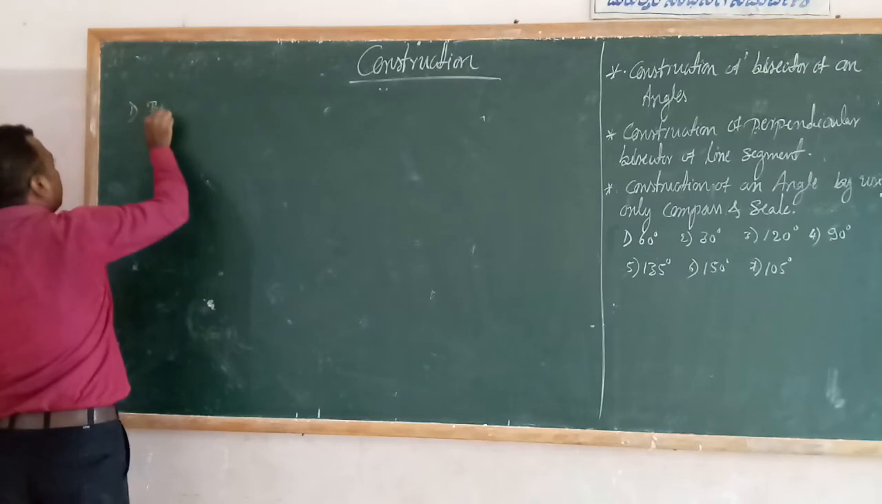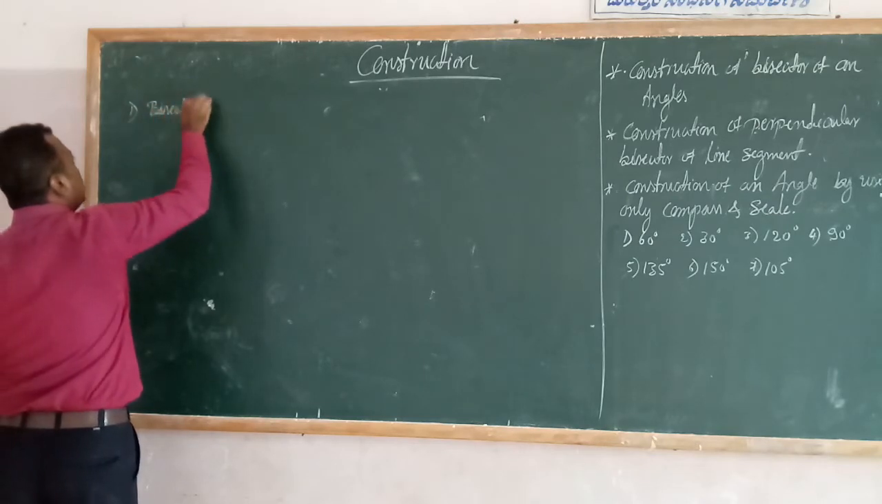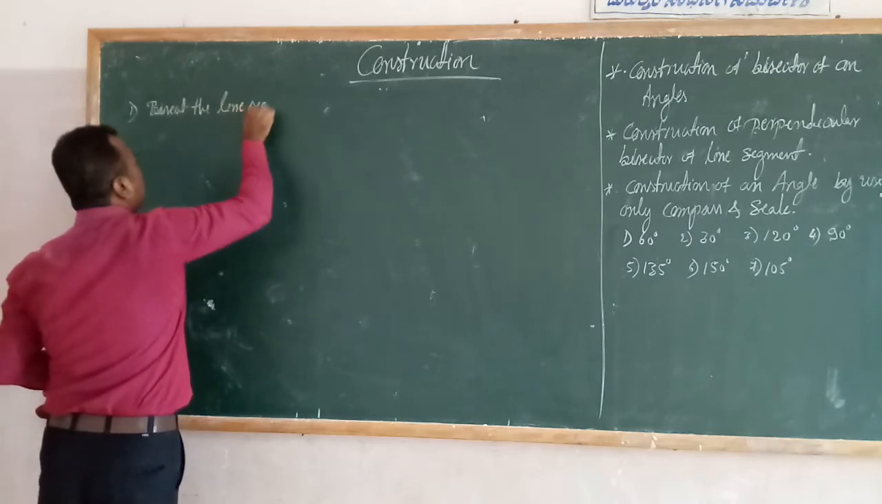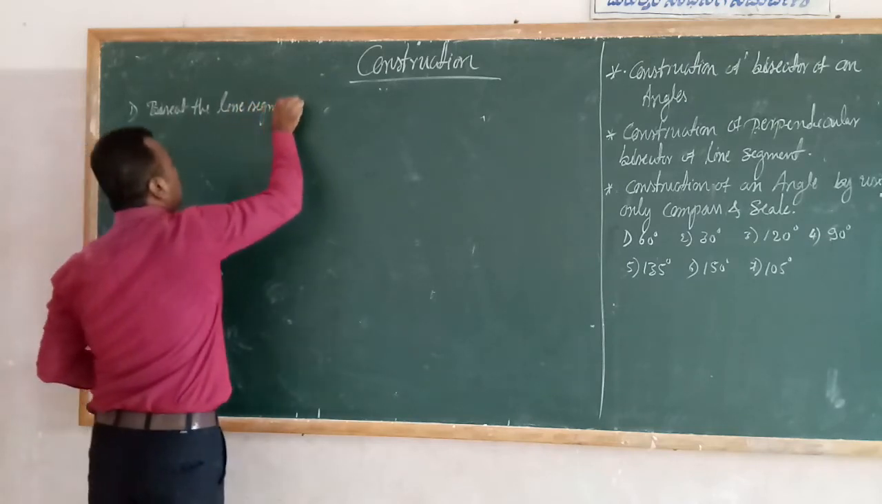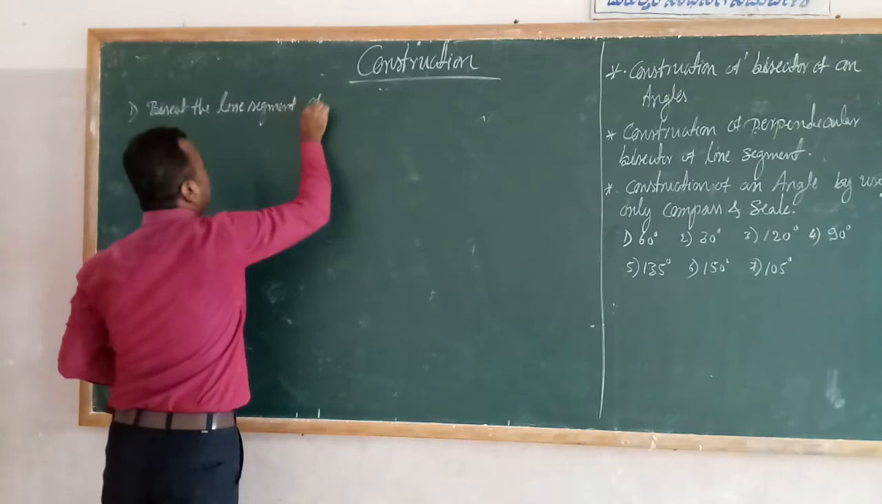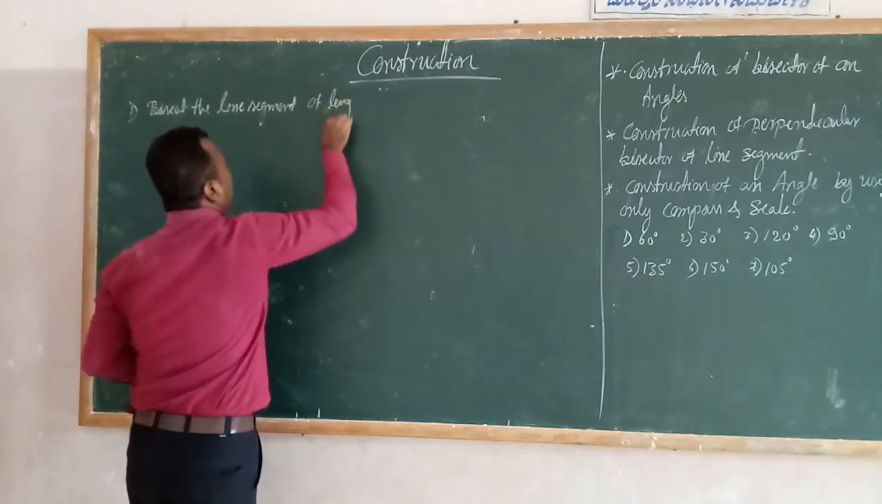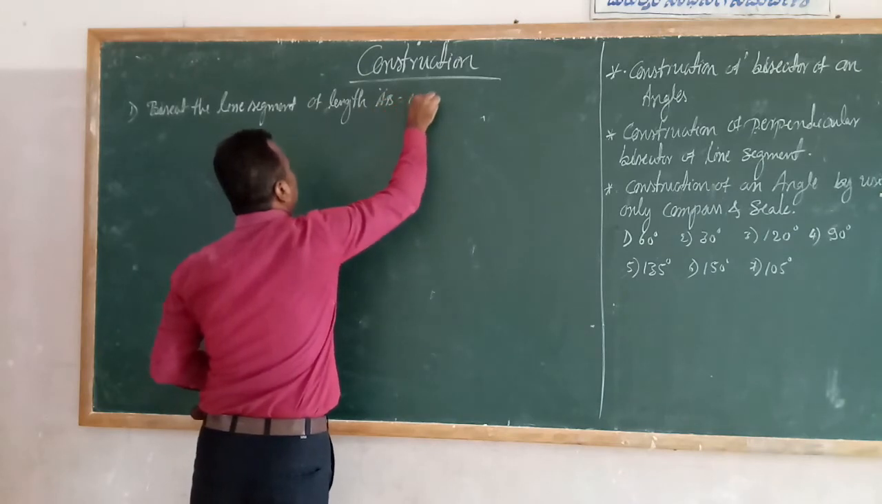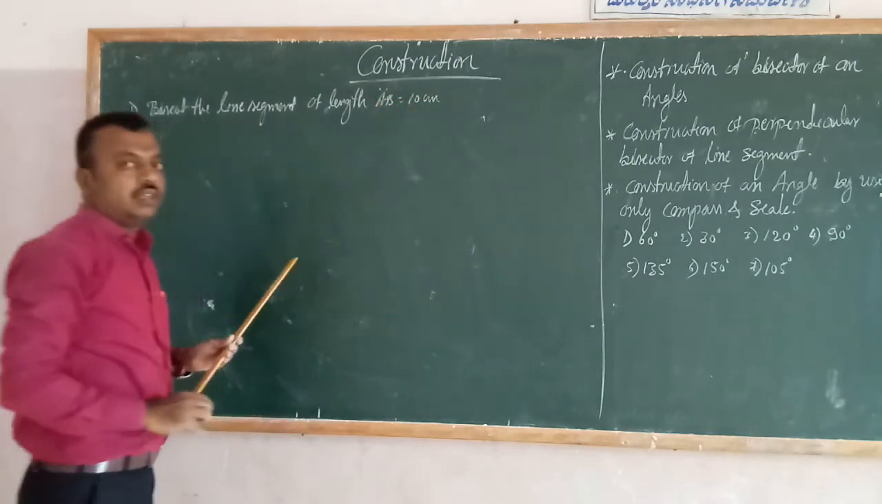Bisect the line segment of length AB equal to 10 centimeter. Okay. So AB is equal to 10 centimeter.